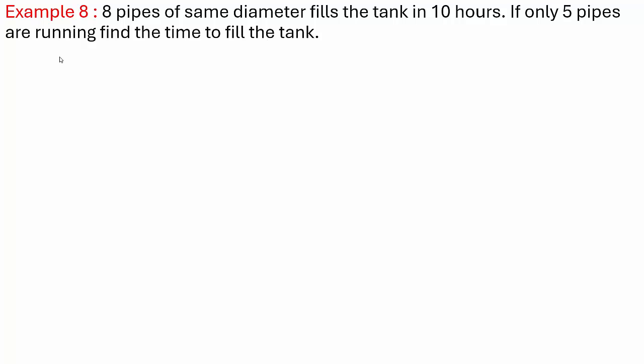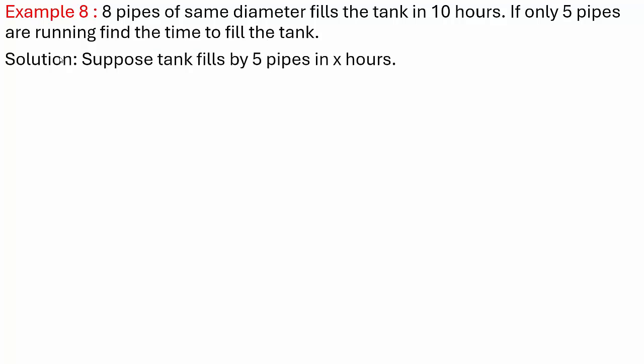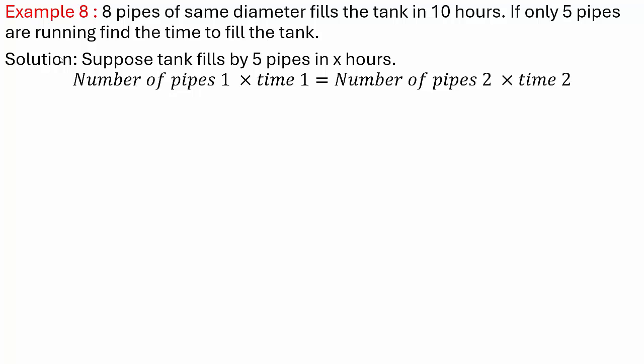Example: 8 pipes of the same diameter fill the tank in 10 hours. If only 5 pipes are running, find the time to fill the tank. Suppose the tank fills by 5 pipes in x hours. We shall assume this. Then the formula is: number of pipes in the first case multiplied by time required in the first case equals number of pipes in the second case multiplied by time required in the second case.